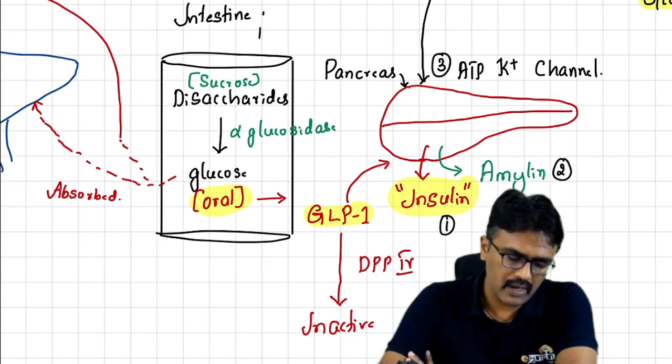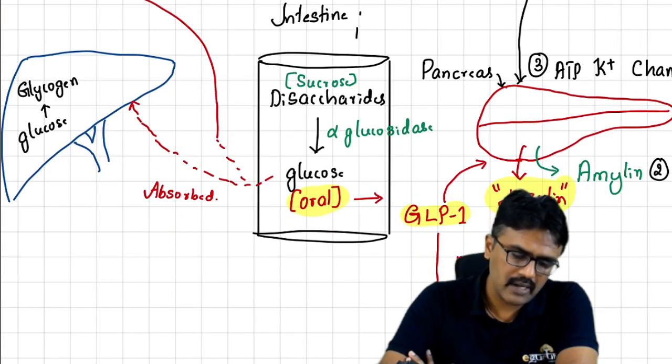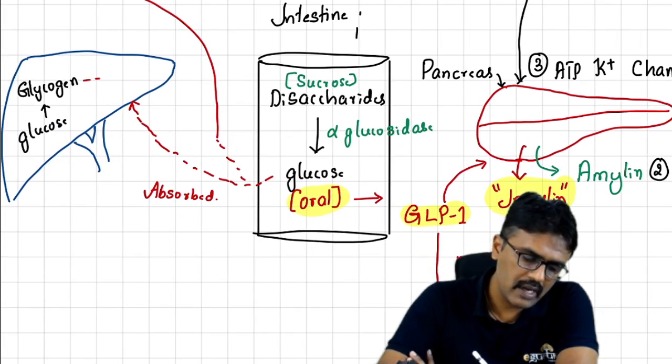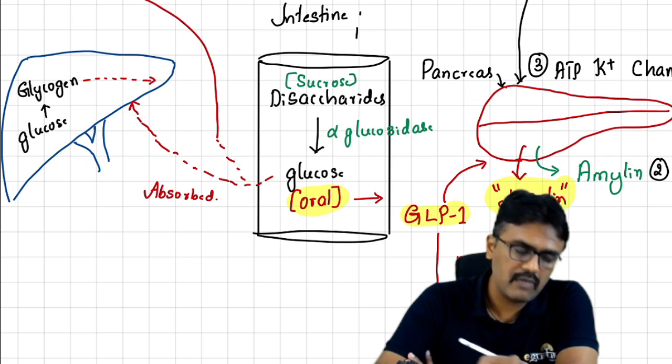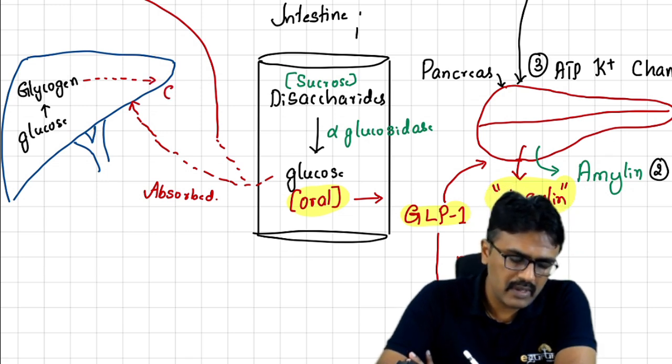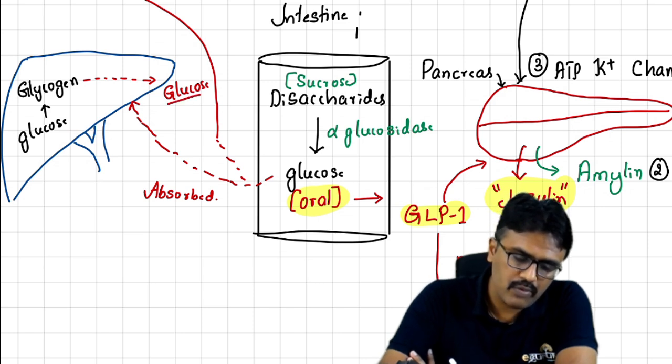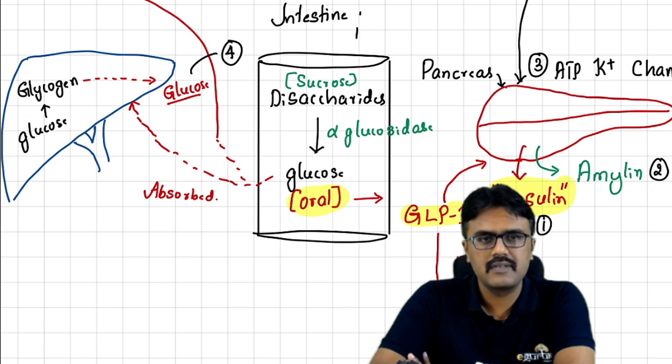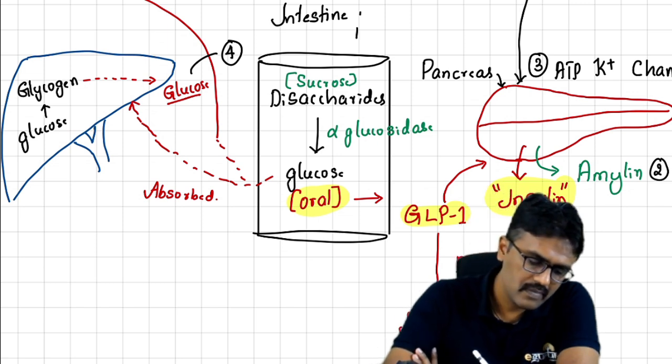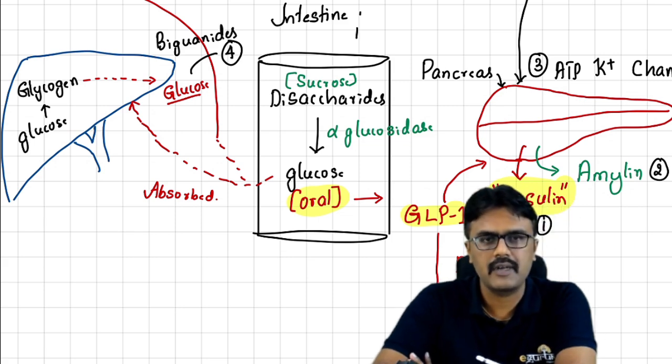Now fourth, what we can do is this glycogen, many a times it may get metabolized, that we call glycogenolysis, and from there the glucose may come out. So I don't want that to come out. And we have a fourth group of drugs, they are called biguanides. They affect this. So biguanides are going to affect here.